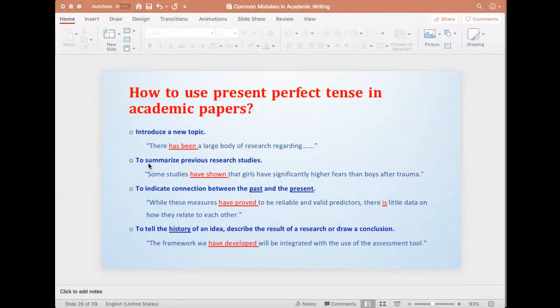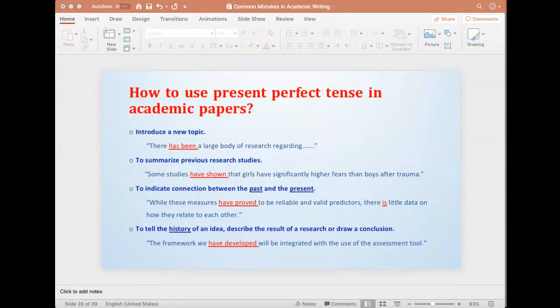Also, to summarize previous research studies, like some studies have shown that girls have significantly higher fears than boys after trauma, have shown. So I'm summarizing what a previous study, okay, found. So this is a result. I'm trying to summarize it and include it in my study.